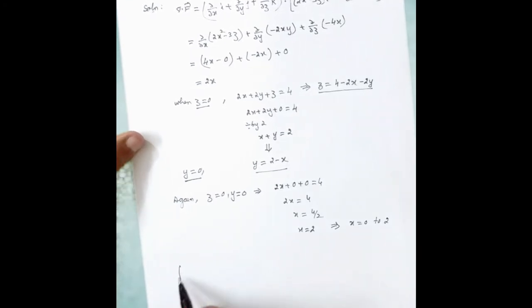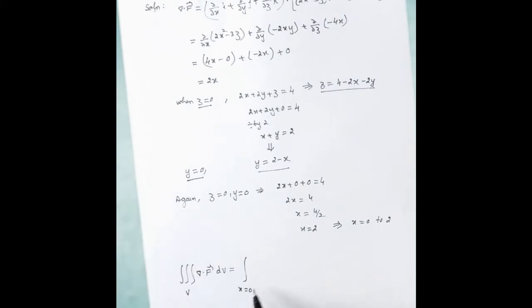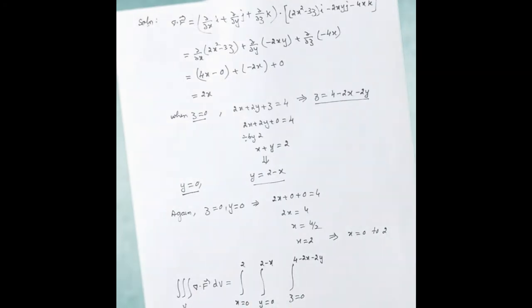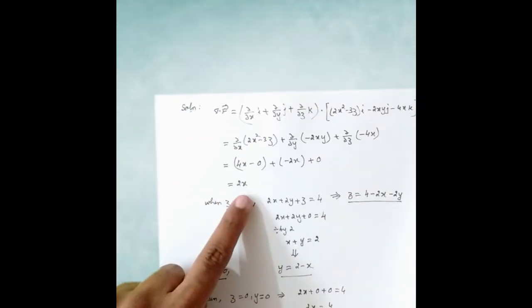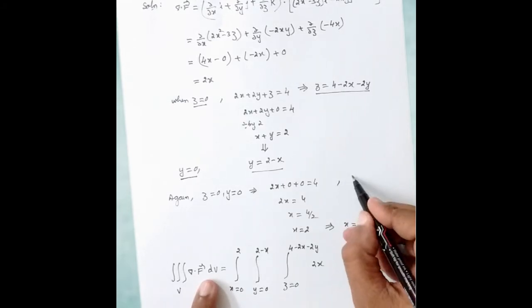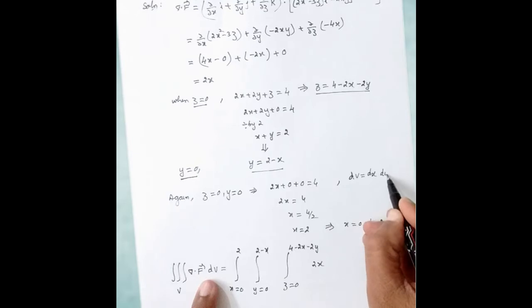So now if I take triple integral divergence of vector f into dv will be equals to, so limit values for x is 0 to 2, limit values for y will be 0 to 2 minus of x, and limit values for z will be 0 to, its value is 4 minus 2x minus of 2y, into this divergence of vector f. You have got divergence of vector f, you have got its value to be equals to 2x. So this value is 2x. What does dv represent? The value of dv is nothing but dx, dy, dz.